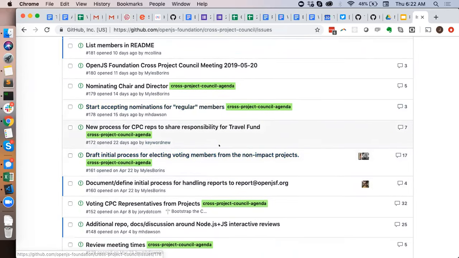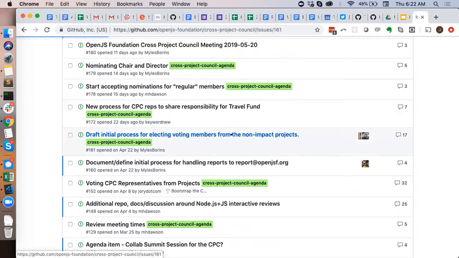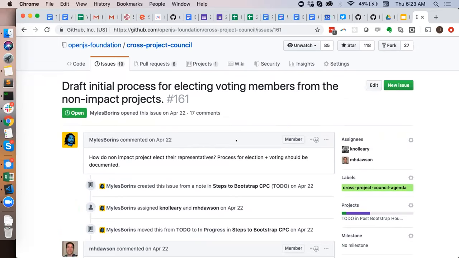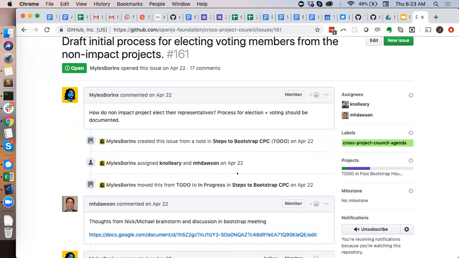The next agenda item will be the initial process for electing voting members from non-impact projects. So for some context, we had a chicken and egg problem where all impact projects get up to two voting representatives on the CPC, and then we elect two more representatives from the other categories of project. But we needed a group that adopts the voting process. So we just took everybody who self-nominated as an initial group to get us bootstrapped and going. But we need to actually define what our election process looks like for these folks in a more regular capacity.